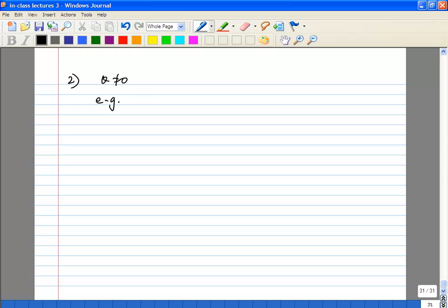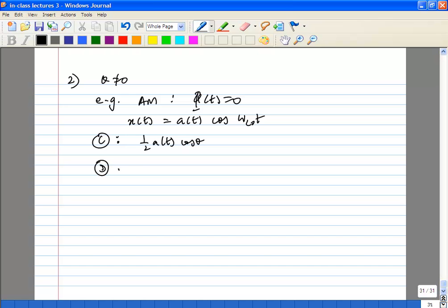So let's take the example of an AM signal, in which case phi of t is 0. So x of t is just a of t cos omega LO t. What do you have at C and D? So you have a of t cos theta and a of t sin theta by 2, at each of these.